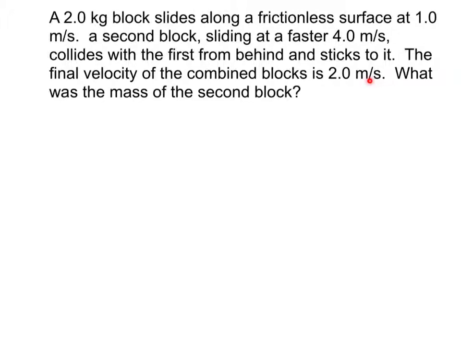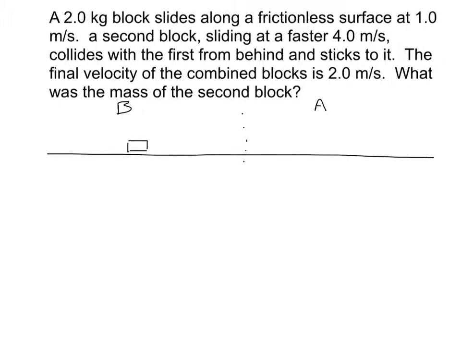So what I would do to solve this problem is I would just start out drawing, once again, a picture, and I would do this little sort of before picture and then after picture. And before, I know that I've got a 2 kilogram block that is moving along at 1 meter per second. And I've got another one coming from behind at 4 meters per second.